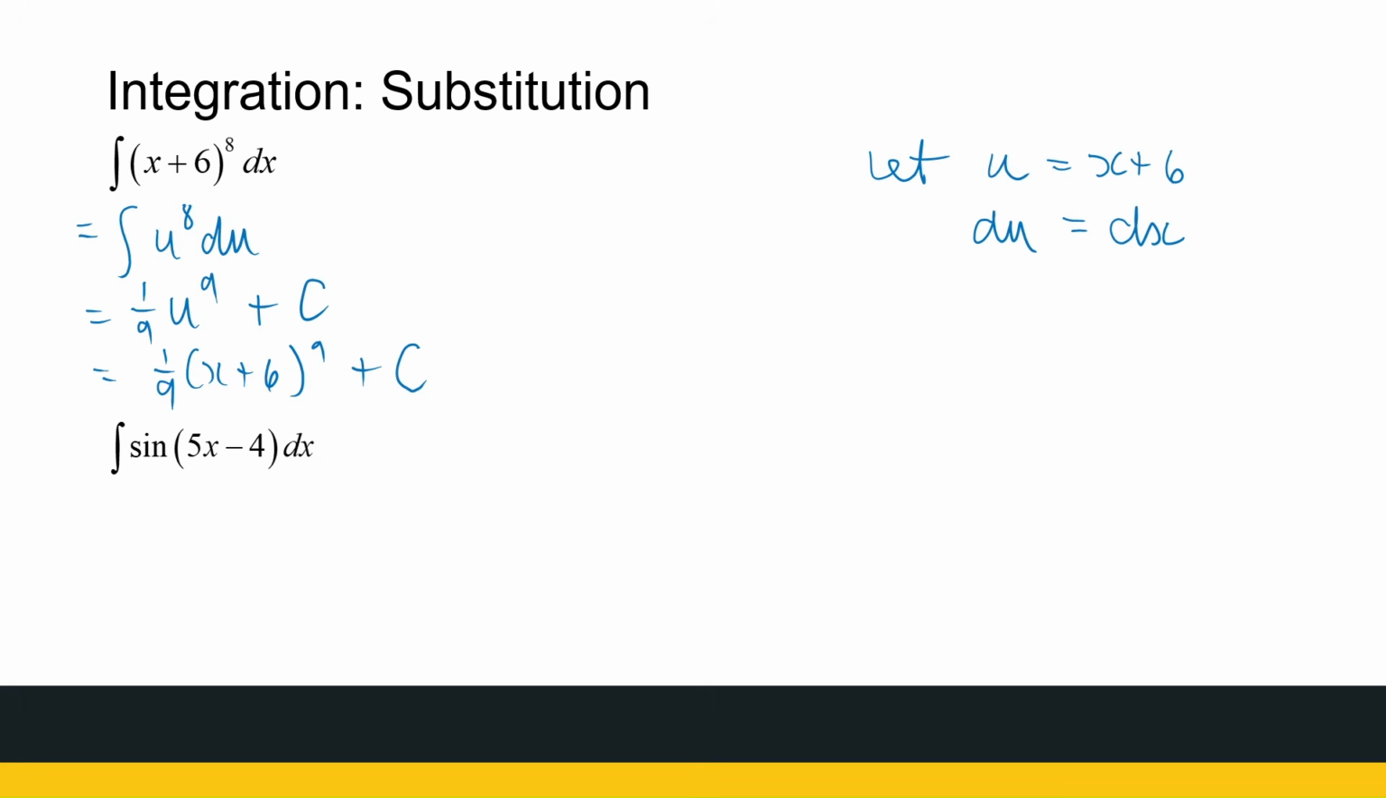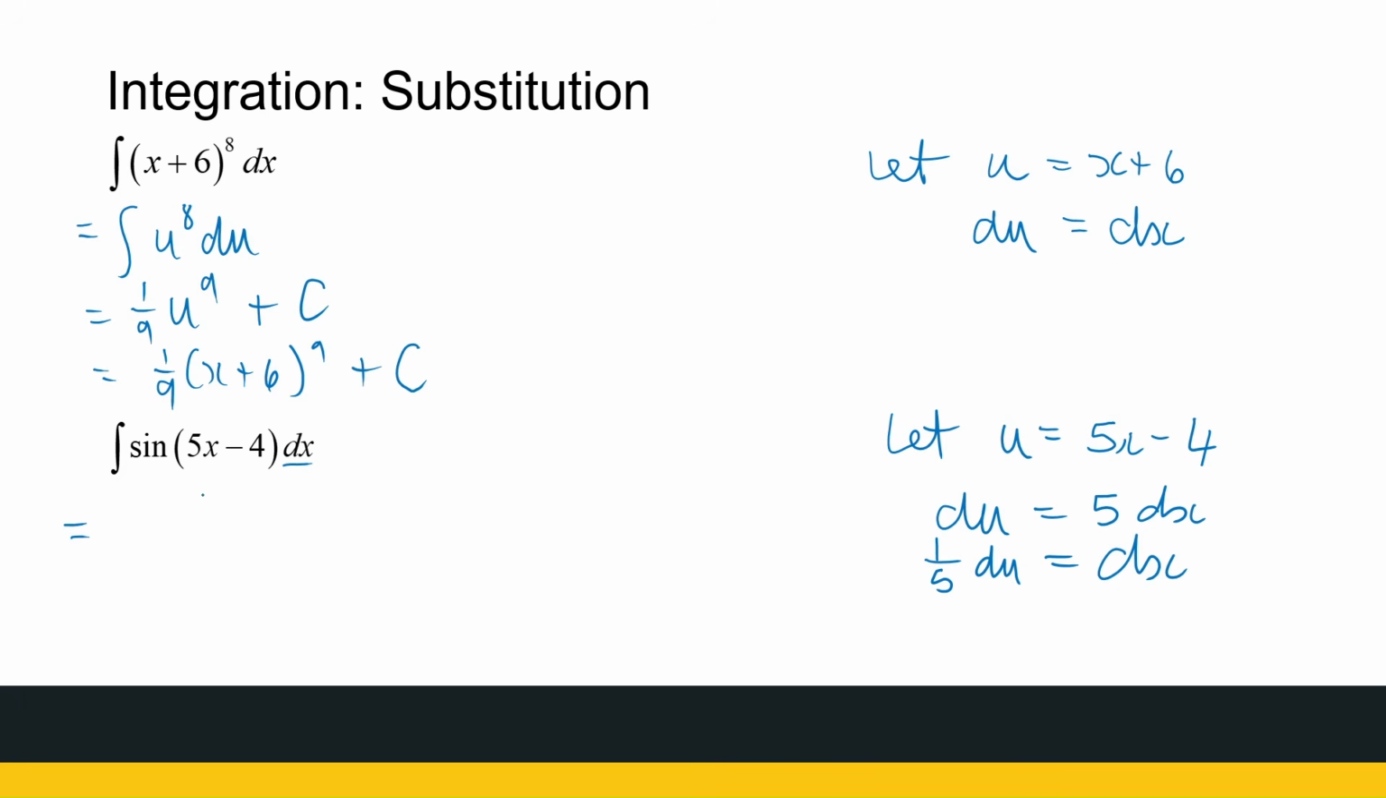Same with the next one, sine of 5x minus 4. Now 5x minus 4 is the ugly thing in there, but the derivative of that is just 5. It's a constant. Let's see what we can do with that. So let u be equal to 5x minus 4. Du is then 5 dx. Do I have a 5 dx? No, I just have a dx there. But that's okay. That's 1 over 5 du. So dx I replace by 1 over 5 du.